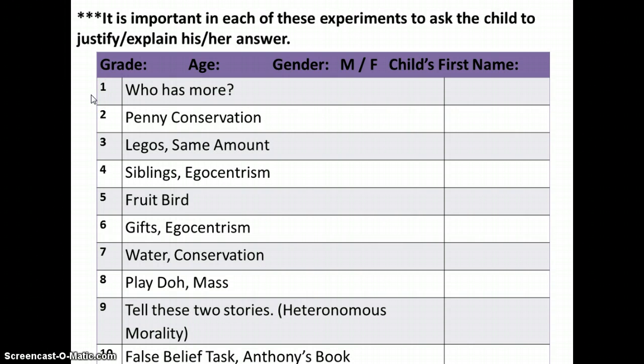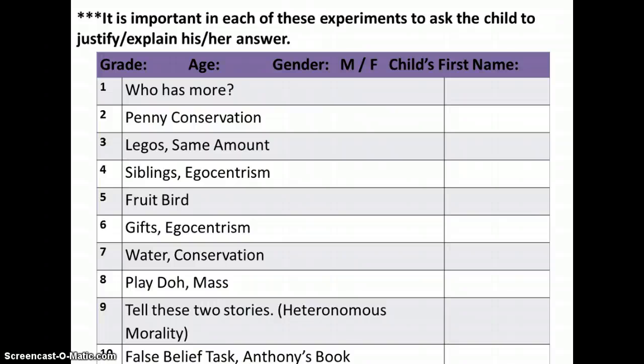So we'll be doing 10 activities. First activity is called Who Has More? The second one is Penny Conservation. Three is Legos. Four is asking some questions about siblings, and it's related to egocentrism. The 5th one looks at a bird made of fruit. The 6th one looks at gifts and egocentrism. The 7th looks at water conservation. The 8th looks at Play-Doh and thinking about mass and conservation.